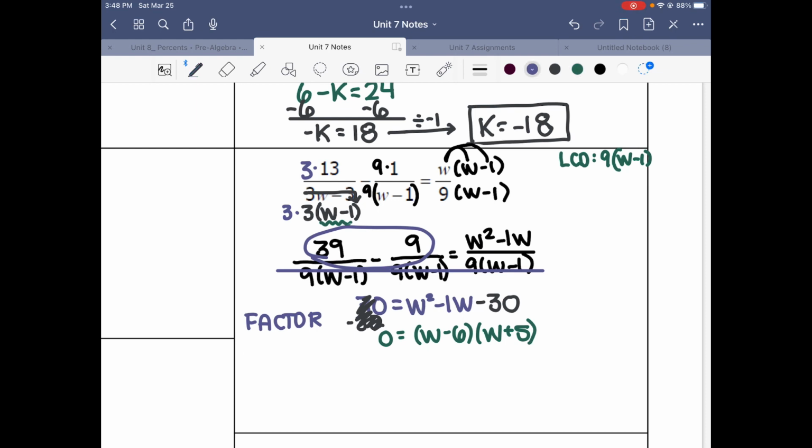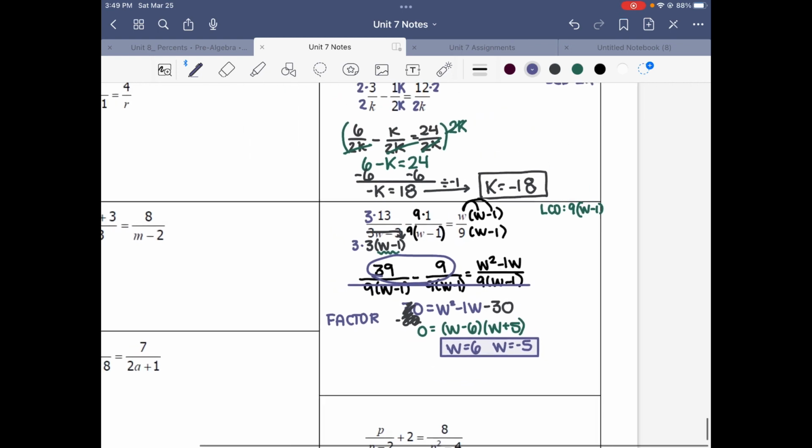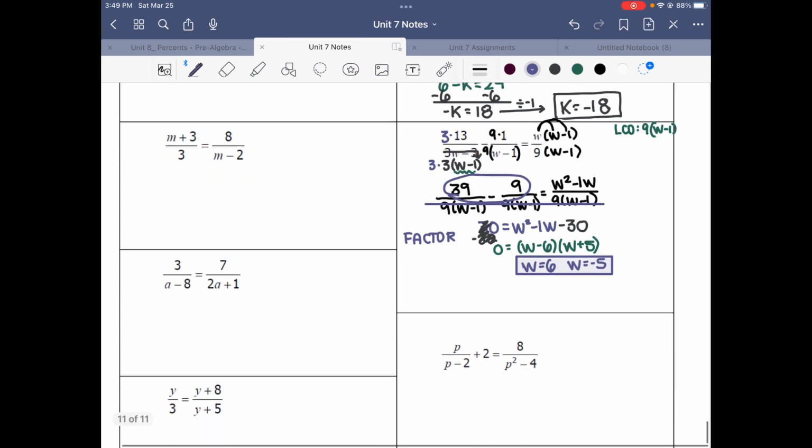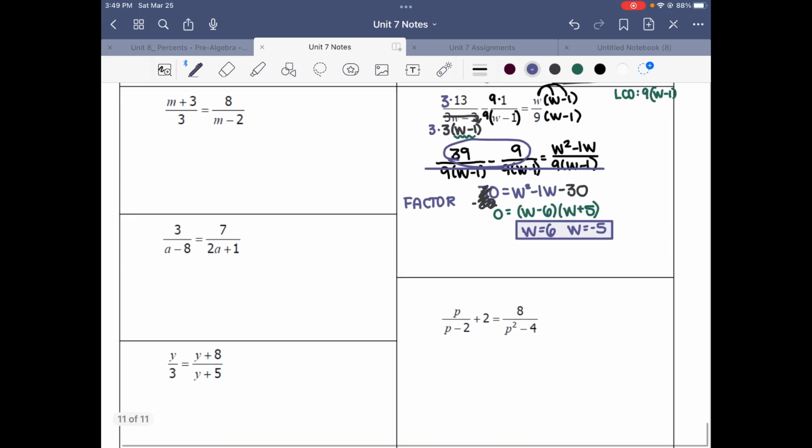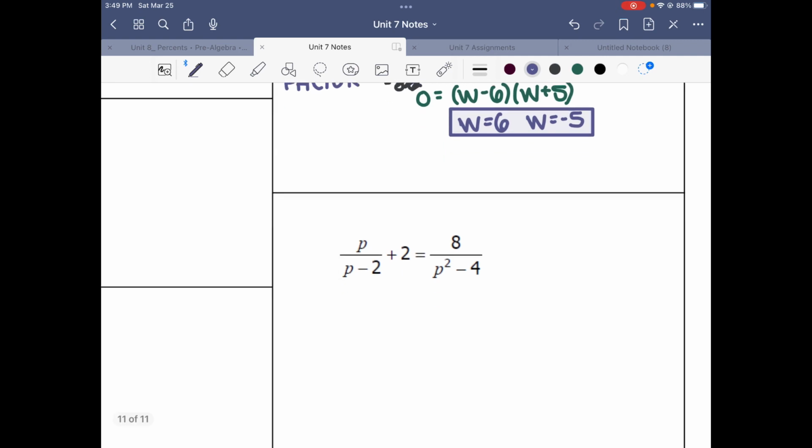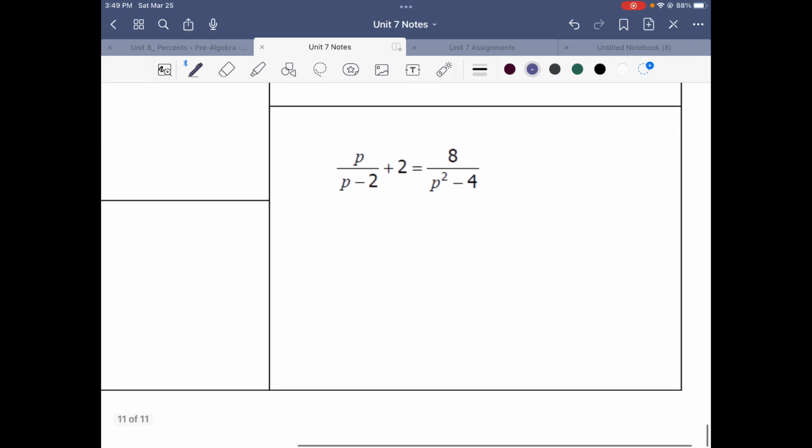Then I set each one equal to 0. I add the 6, w equals 6. I subtract the 5, w equals negative 5. And those are my 2 answers this time. Remember that if at any point your variable ends up being squared, because of that power 2, you get 2 answers every time.